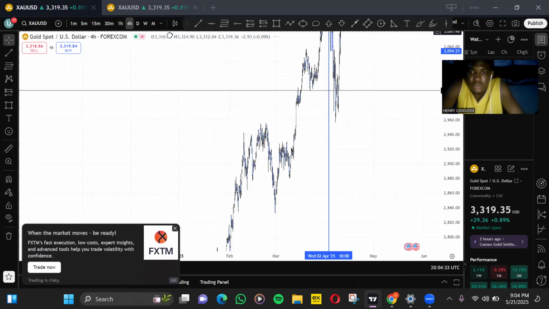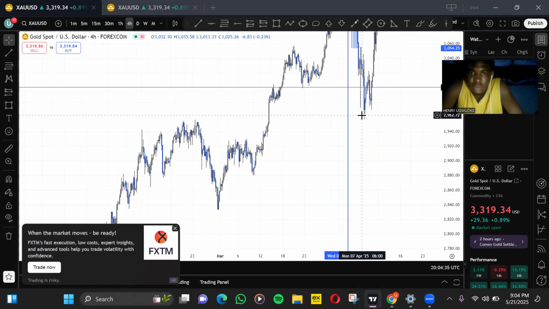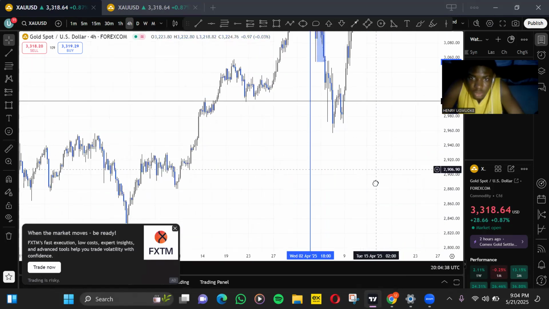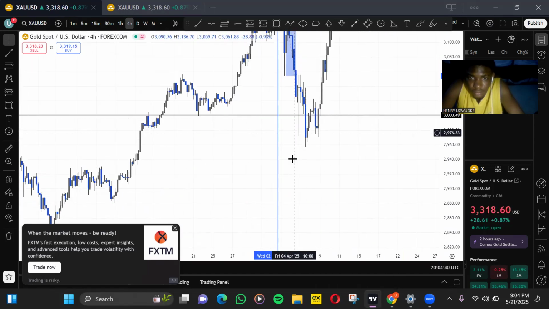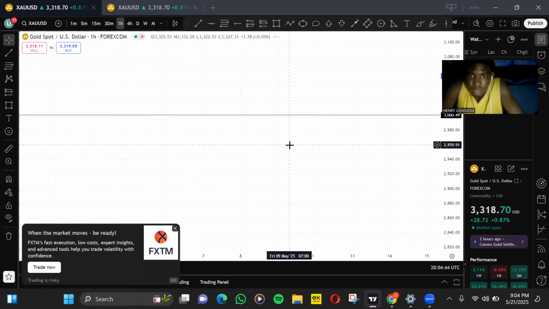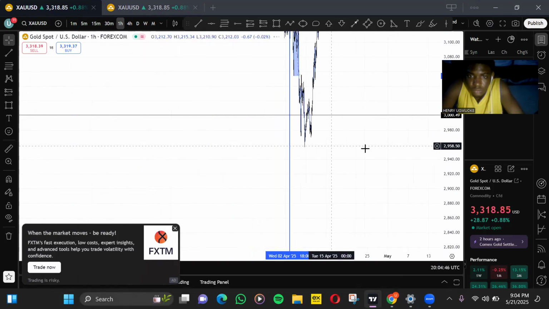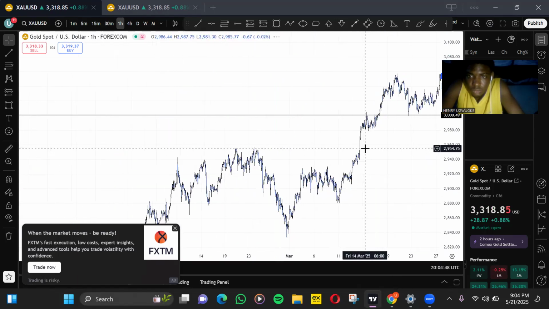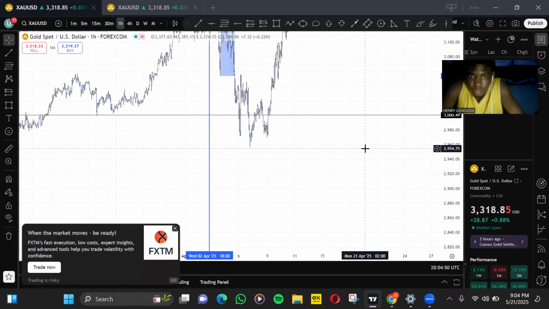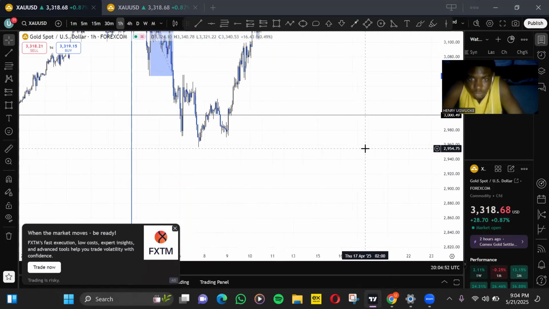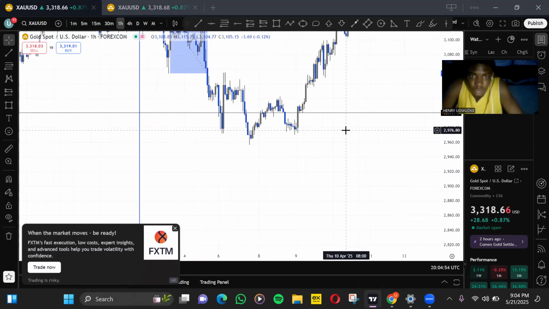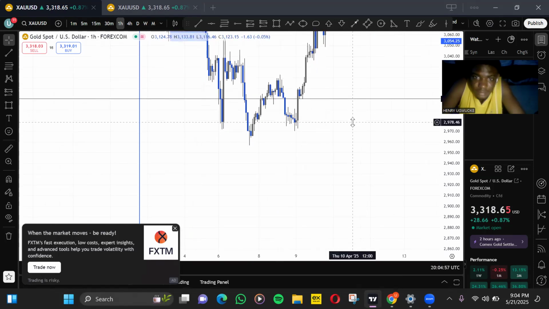Going to the 4 hour time frame now. You see what the market did there. It dropped to this zone. It gave us another block zone here in the 1 hour. It gave us another block zone here in the 1 hour.